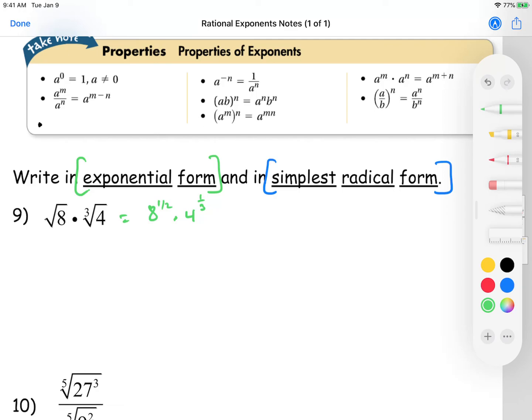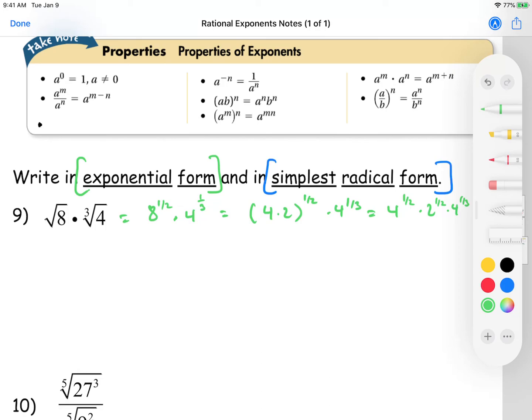Okay? So another way that I can rewrite this is 4 times 2 to the 1/2 power times 4 to the 1/3 power. So all I did was rewrite the 8 as 4 times 2. Okay? Which is the same thing as 4 to the 1/2. Sorry, I wrote that horribly. 4 to the 1/2 times 2 to the 1/2 times 4 to the 1/3.